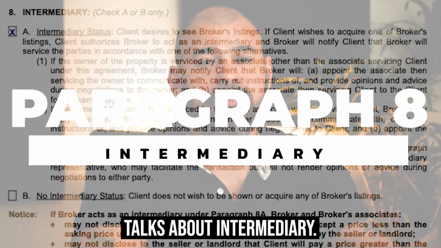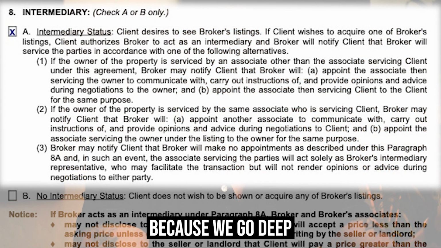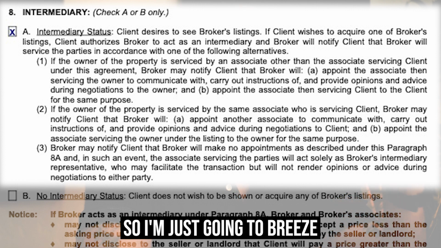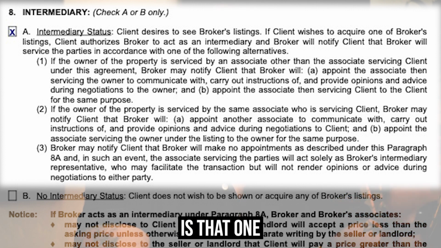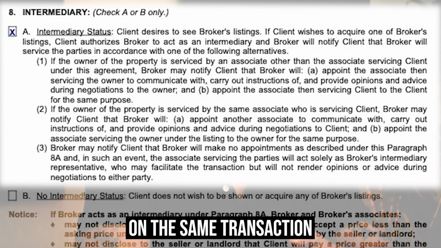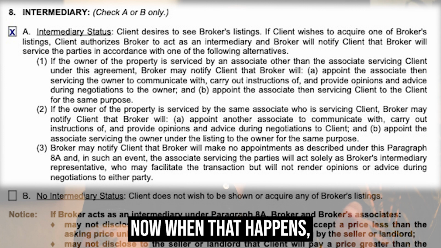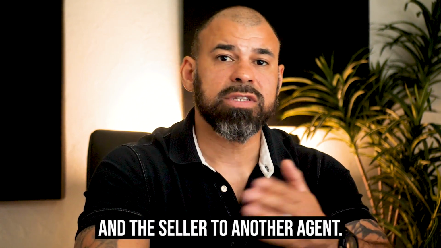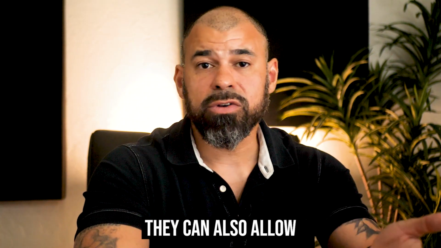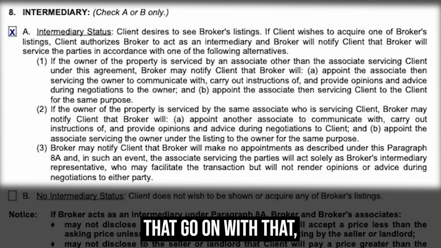Paragraph 8 talks about intermediary. Now, if you didn't watch the IABS video, go watch that because we go deep into intermediary. So I'm just going to breeze through this real quick. Basically what intermediary means is that one brokerage is working on the same transaction with both the buyer and the seller. Now, when that happens, the broker can decide to assign the buyer to one person and the seller to another agent. They can also allow one agent to do both. There's some nuances that go on with that.